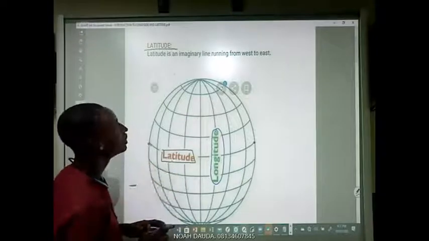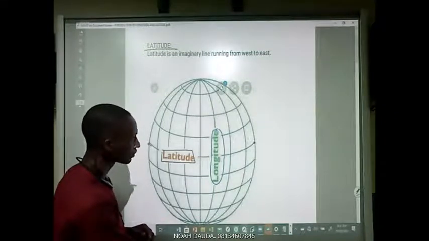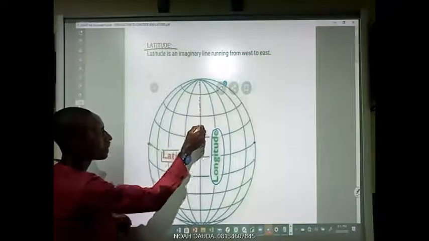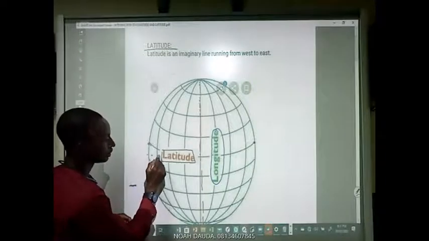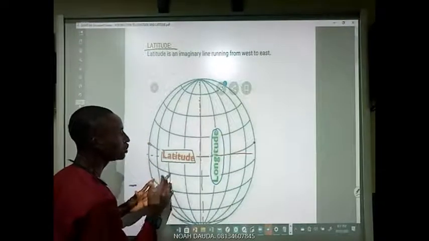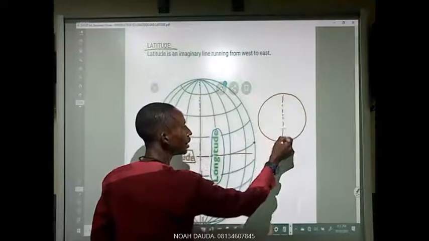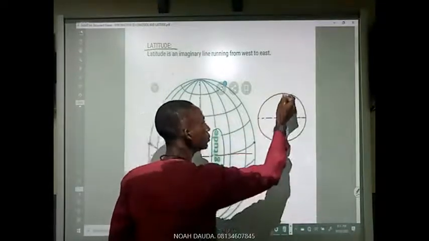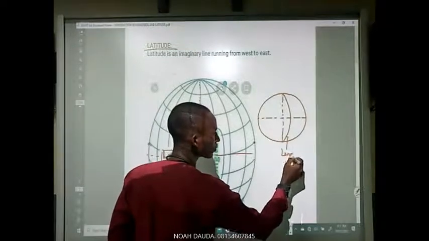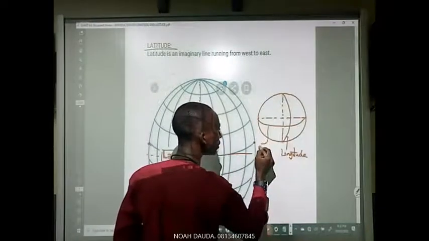Now, having said that, as far as longitude and latitude is concerned, there is need to understand the concept behind it. And what is the concept? Let me divide this with an imaginary line. Let me assume this is the center. If you have a diagram of this nature and you want to consider longitude and latitude, I can easily summarize it like this. Let me assume that I have a circle. Let me draw my imaginary line for x and y axis. A line running from the north to the south is known as my longitude, while a line running from the west to the east is known as a latitude.